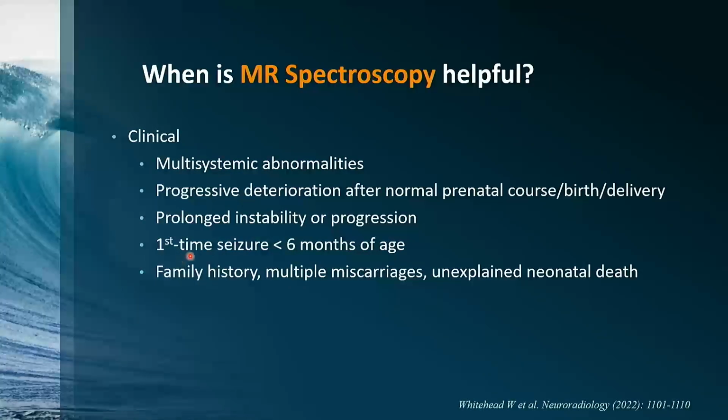And early seizure, less than 6 months of age, should be considered inborn errors of metabolism. Others, such as family history, multiple miscarriage, or unexplained neonatal deaths should be considered inborn errors of metabolism, and MR spectroscopy should be added.